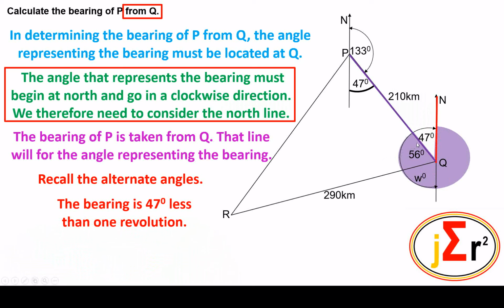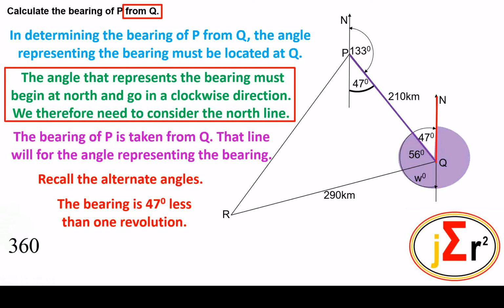If we take a look at it, if we want to call this a circle, just this little sector is missing, or the angle subtending this arc is missing. Therefore, the bearing is 47 degrees less than a full revolution. Only this 47 degrees that we have right here is missing from a full revolution.